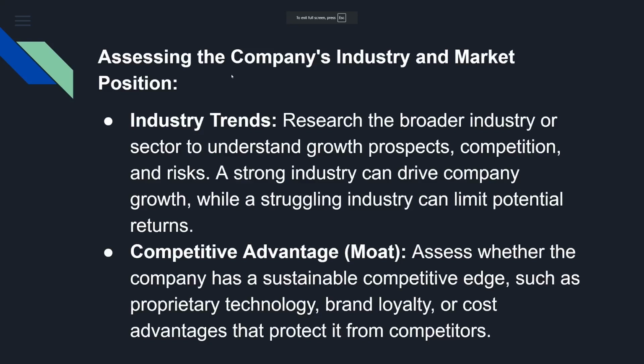Assessing the company's industry and market position. Industry trends: research the broader industry or sector to understand growth prospects, competition, and risk. A strong industry can drive company growth, while a struggling industry can limit potential returns, right? So for instance, if we're in a strong industry like technology, right? Technology is the future right now.